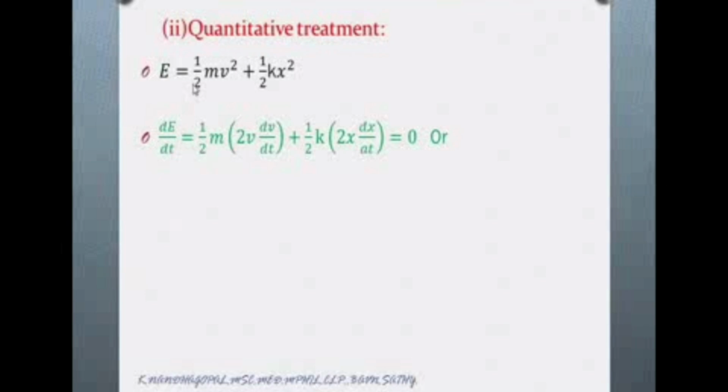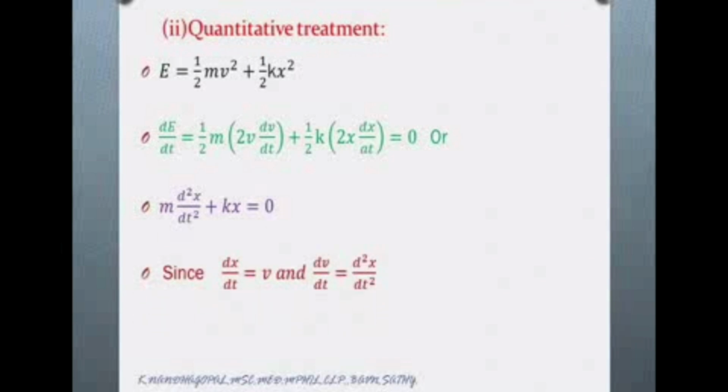d by dt means we differentiate all these values. So 1 by 2 m v square gives 2v into dv by dt, plus 1 by 2 k x square gives 2x into dx by dt, equal to 0. This equation is familiar to you: m into d square x by dt square plus kx. Since dx by dt is v, d square x by dt square is also dv by dt. Substituting all this, you get the equation.